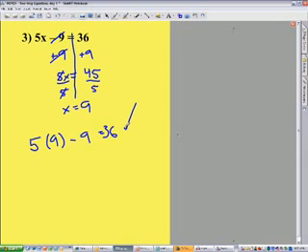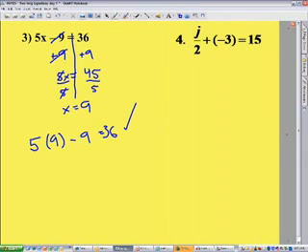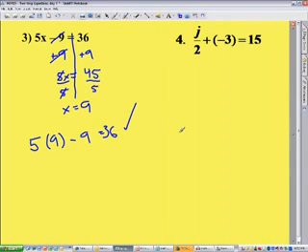So far, so good? Alright, I want you to try this one with your C partner. J divided by 2 plus a negative 3 equals 15. Try this one with your C partner.